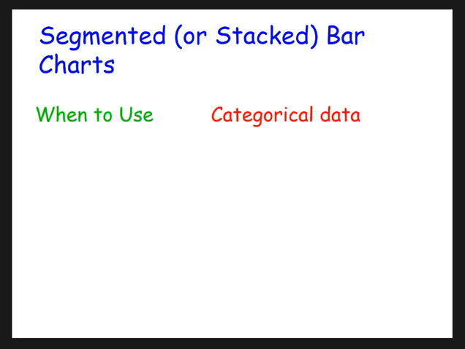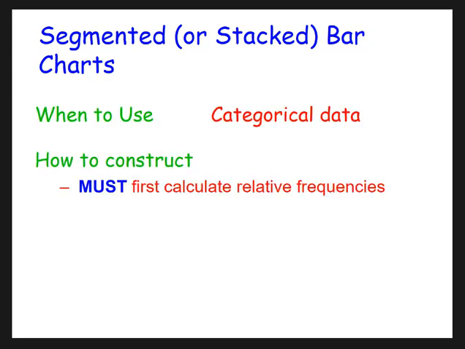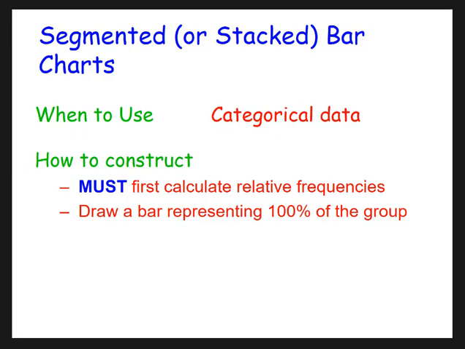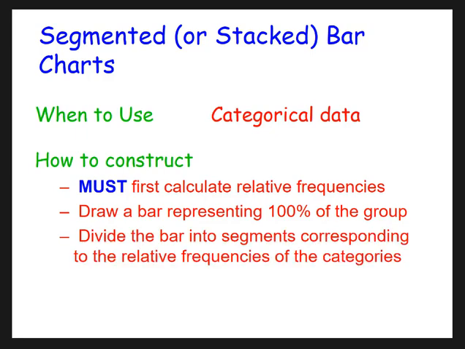We can have a segmented or a stacked bar. So again, we're using it for categorical data. Again, we should use relative frequencies unless, just like before, the sample sizes from the two data sets, or sometimes more than two, are all the same size, we don't have to convert to relative frequency, but in most cases we will, just to equalize out that size. We draw the bar representing 100% for each group, and we divide the bar into segments corresponding to the relative frequencies within each category.